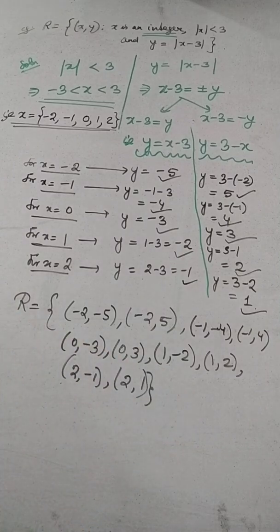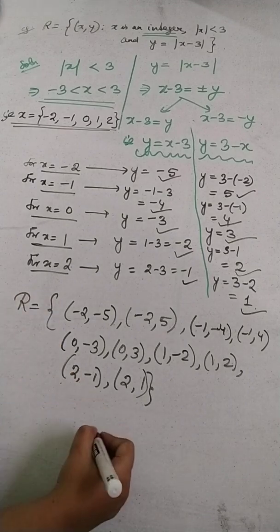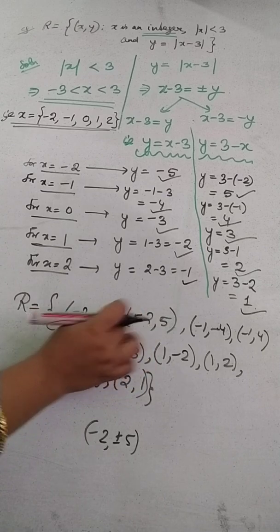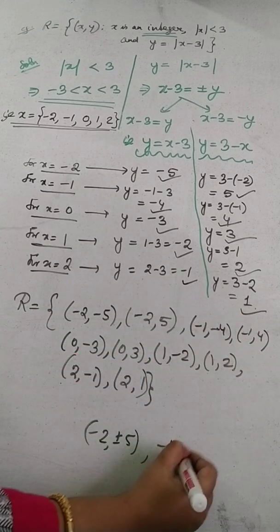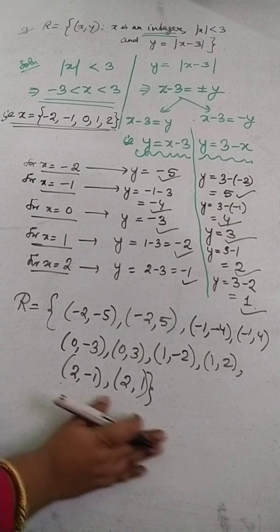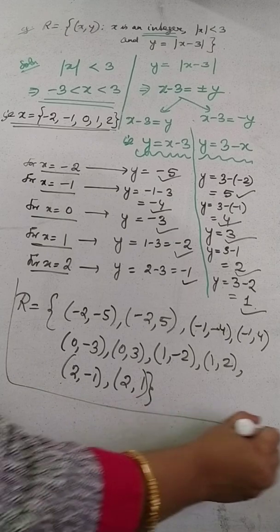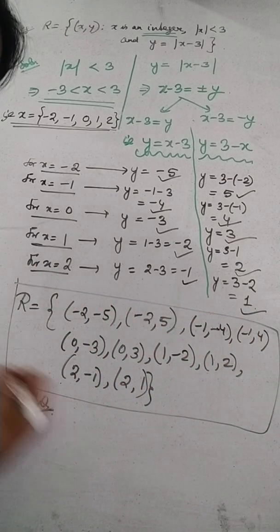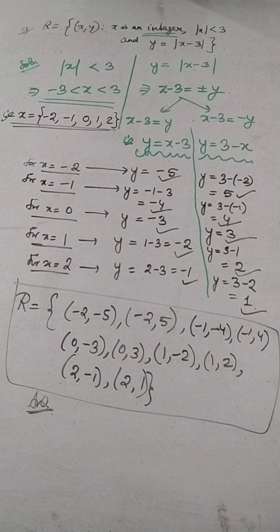In fact, this is your answer actually. You could have written it like this, that minus 2 plus minus 5, like these two can be merged together. These two again, minus 1 plus minus 4. This way also you can write it, okay. No need, we have written it explicitly. So this is your required relation and this is your answer for this particular question. You just have to remember the definition of modulus. Only then will you be able to apply it. Okay.